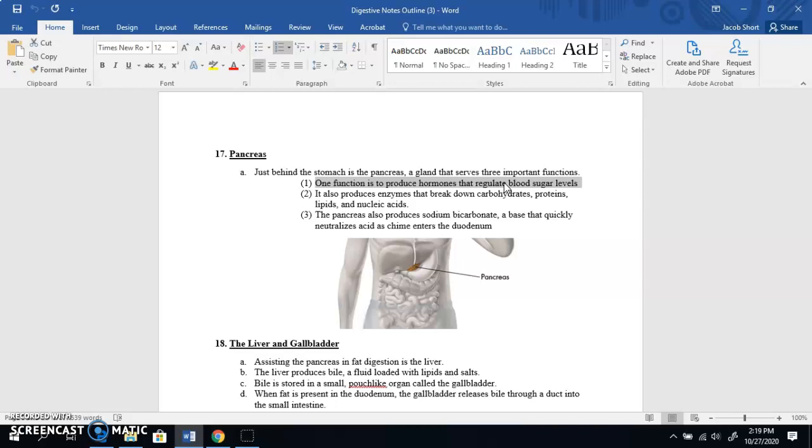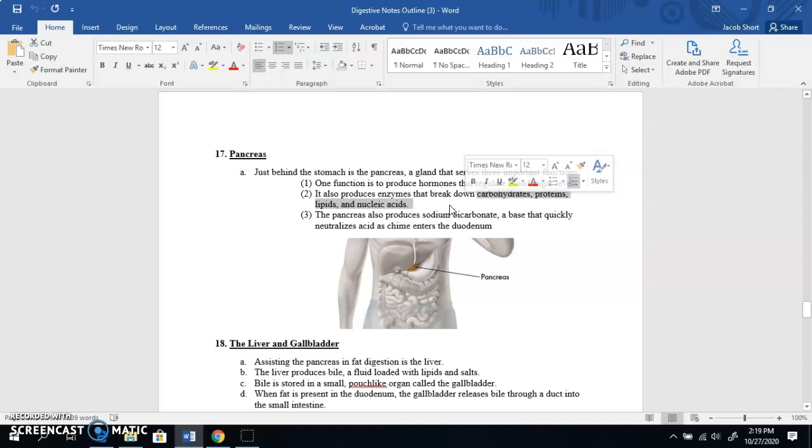But in terms of the digestive functions of the pancreas, we've got to take a look at these two things right here. Okay, first, a number of digestive enzymes are produced by the pancreas. Those enzymes are going to break down carbohydrates, proteins, and nucleic acids.